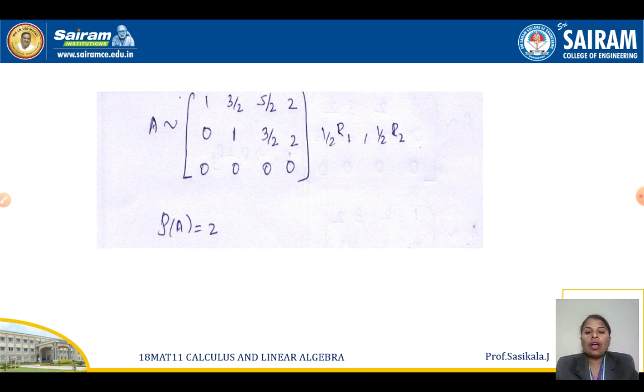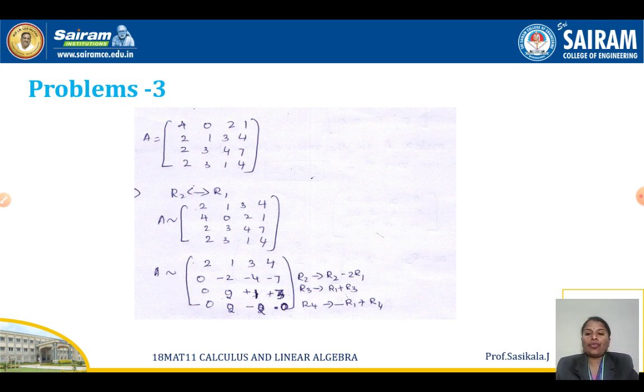So we'll go with one more example for the problem. Finding the rank of a matrix A equal to 4, 0, 2, 1, 2, 1, 3, 4, 2, 3, 4, 7 and 2, 3, 1, 4. Here also you can see the number of rows is 4, right? The number of columns is 4, right?